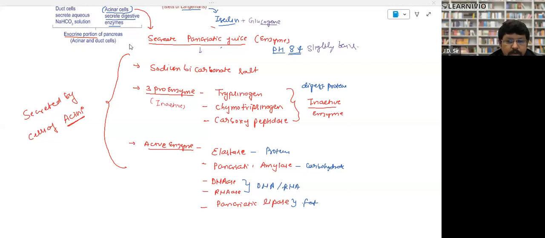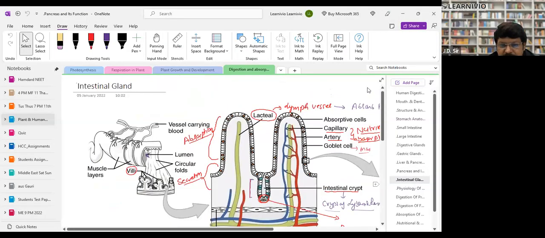Now you have already noted down what the pancreatic juice is, the combination of all these enzymes. So you need not note down all that; the rest you have already noted down, and the digestion part we'll study later. So come to the next point. I think glands are completed. Yes, one more gland is left, that is the intestinal gland.